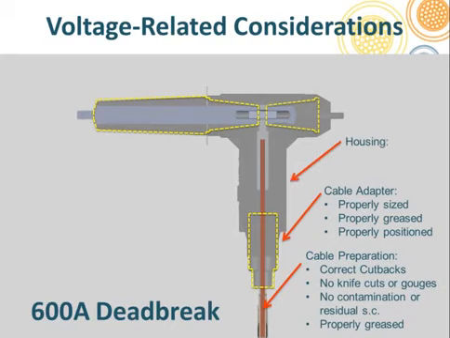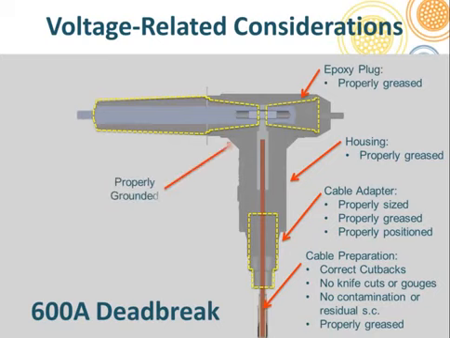Once you've got the cable adapter in place, the housing is the next thing. The good news, there's only one housing. A 15 or 25 kV housing fits on a 15 or 25 kV cable adapter. A 35 kV housing only fits on a 35 kV cable adapter. So that's an easy one. But again, we have to make sure it's properly greased. The epoxy plug and the bushing, two more interfaces, we want to make sure that they're properly greased. And finally, everything is done.